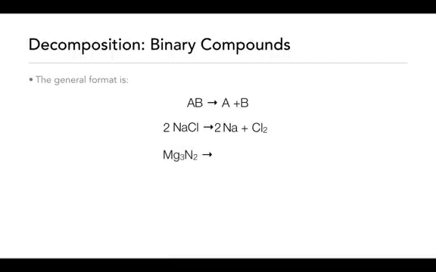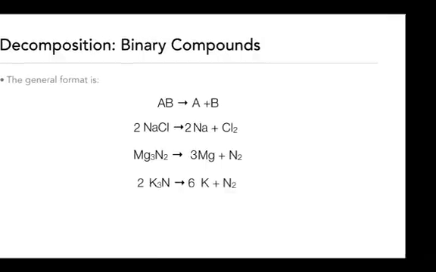Another example would be magnesium nitride. If magnesium nitride is decomposed, it is going to form magnesium and nitrogen. In this case, the nitrogen has a subscript 2 on the reactant side because it has to balance the charges of magnesium. On the product side, it's still a subscript 2, not because it was a 2 on the reactant side, but because nitrogen is a diatomic molecule, and that's how it exists naturally. Our last reaction example is potassium nitride. If we decompose that, we're going to break it apart into potassium and nitrogen gas, and there's our balanced reaction.